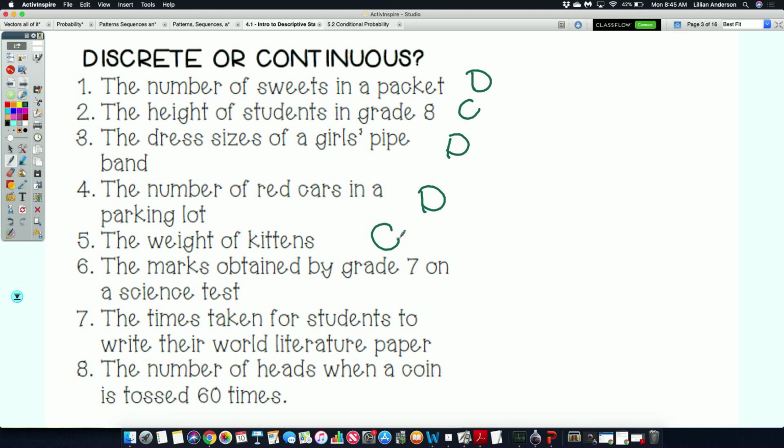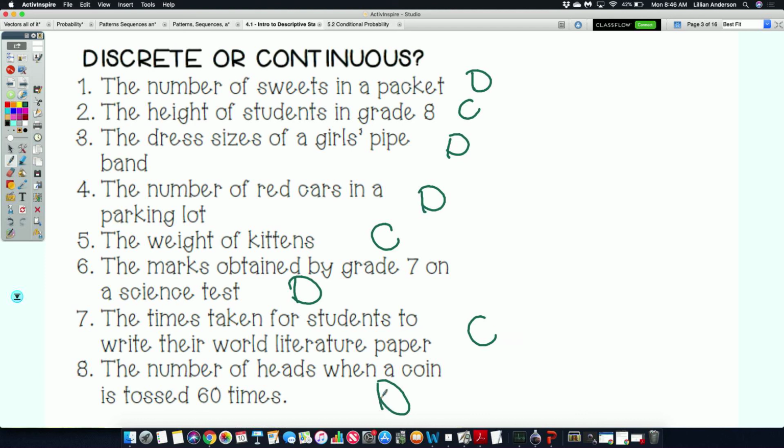What about the marks obtained by grade 7 on a science test? Discrete. Just like the marks you obtained on your functions test, which you'll get back in the period, that data was all discrete data. Times taken for students to write their world literature paper? Continuous. Time always takes on a range. Even though if it takes you 30 minutes to write a test or to write a paper or whatever, that still is time. Time is always measured. And the number of heads when a coin is tossed 60 times. Discrete. That is discrete.